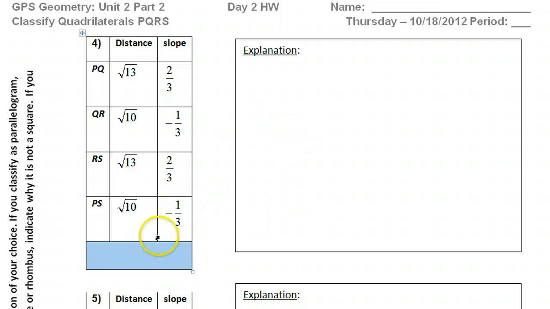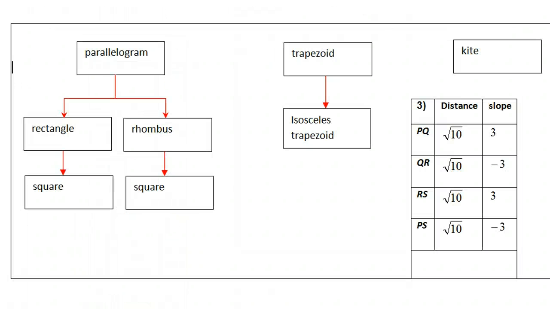Okay, in problem number 4, we're looking at these distances and slopes. This is what I want you to think in your mind. The first decision is: is it a parallelogram, trapezoid, or kite? Forget about the 7. Just focus on the 3 possibilities. It's either a parallelogram, a trapezoid, or a kite. Let's start with parallelogram. If something is a parallelogram, the opposite sides will be congruent and parallel.